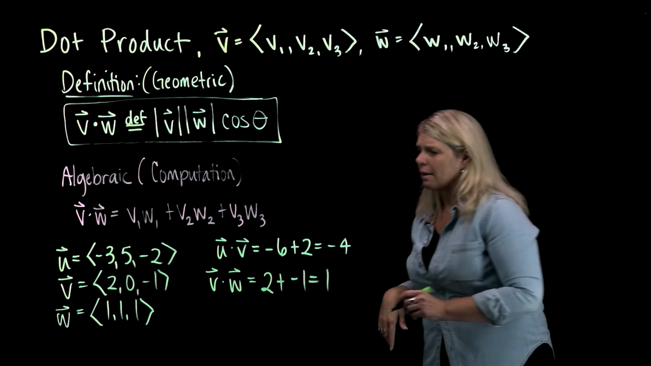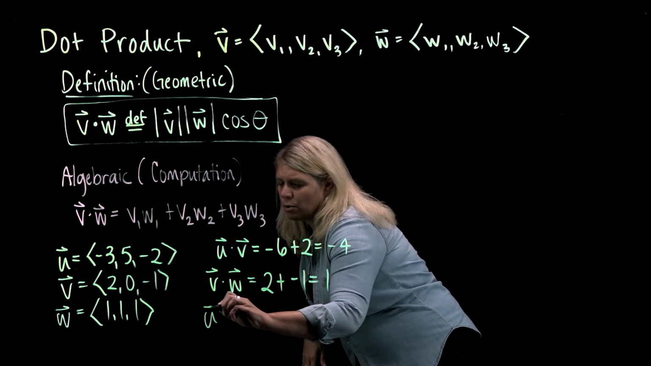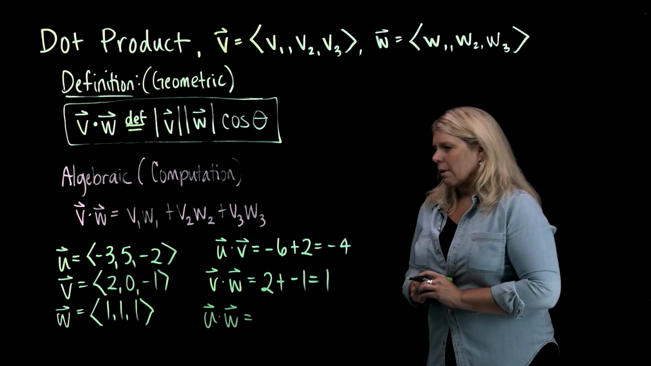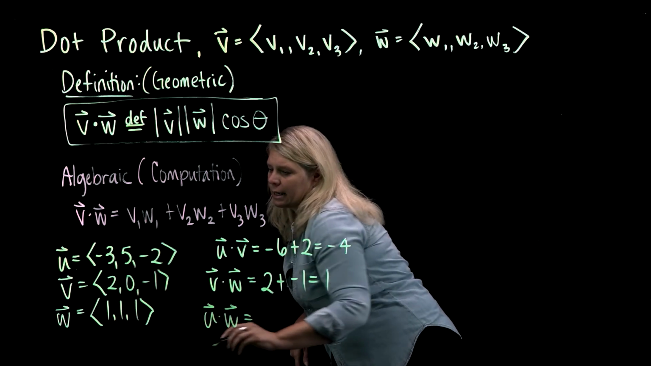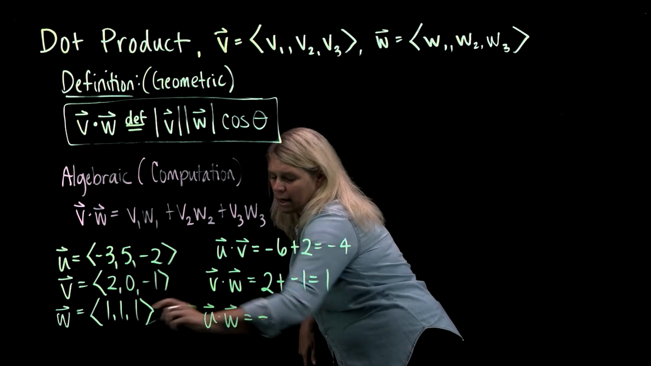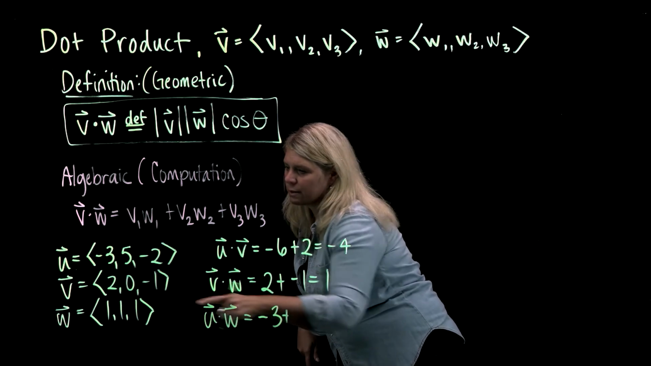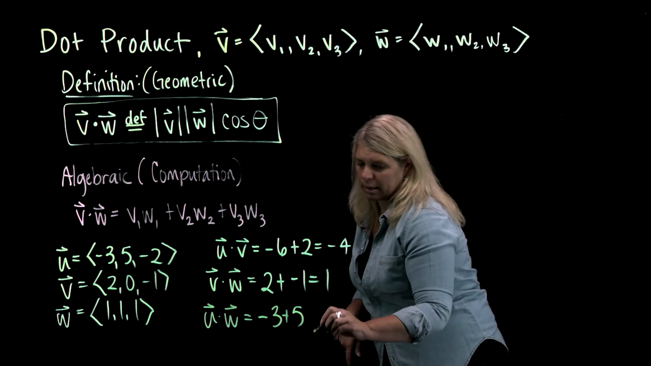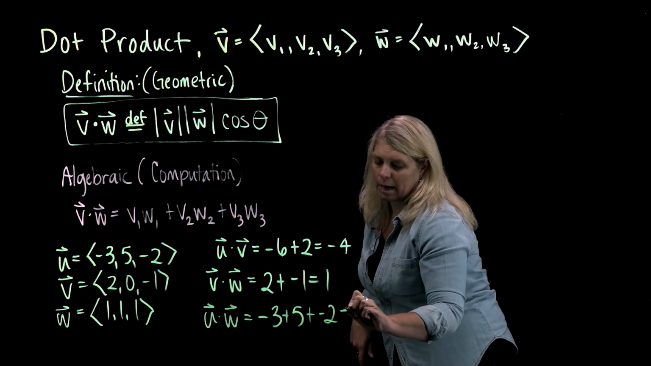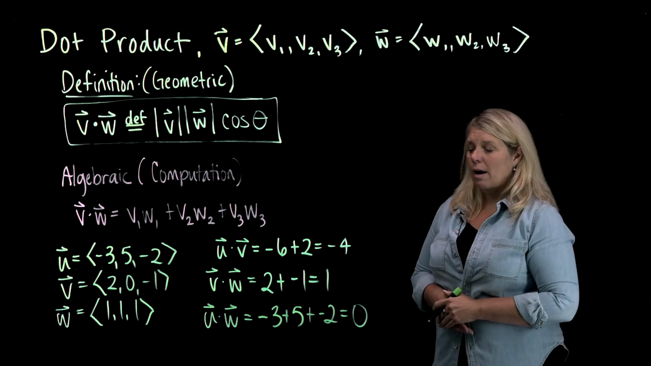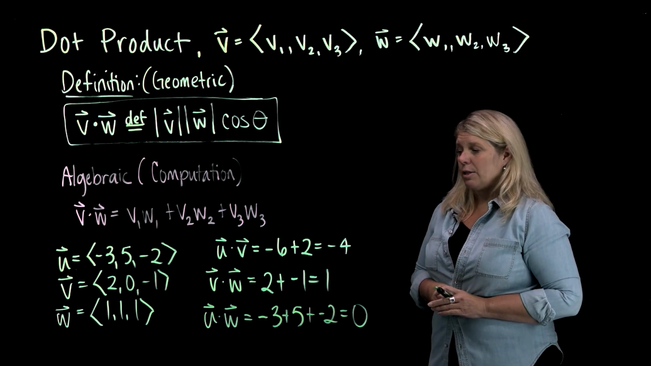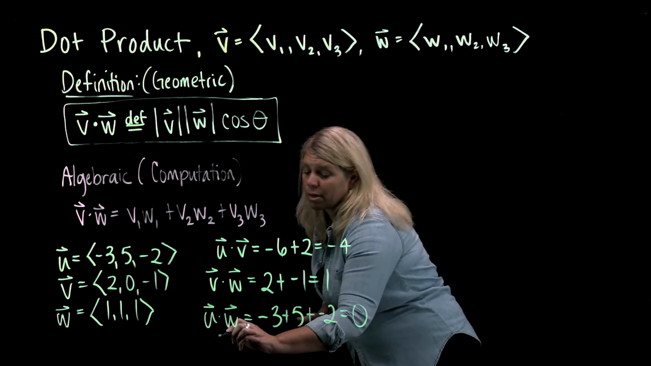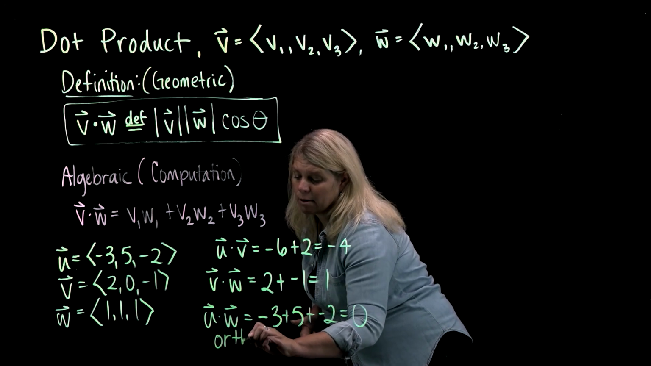All right, let's do one other dot product here, u dot w. All right, so when I do u dot w, I get -3 times 1 is -3, plus 5 times 1 is 5, plus negative 2 times 1 is negative 2. And so I get 0 for that dot product. So that tells me something about the geometry of u and w. U and w are orthogonal vectors because they have a 0 dot product.